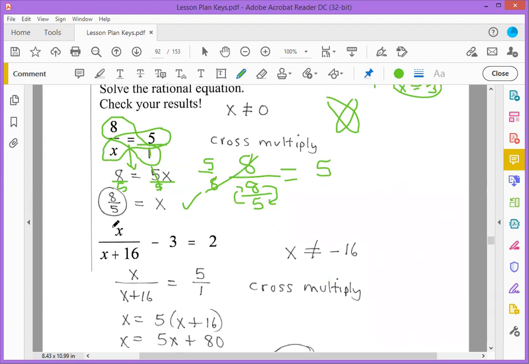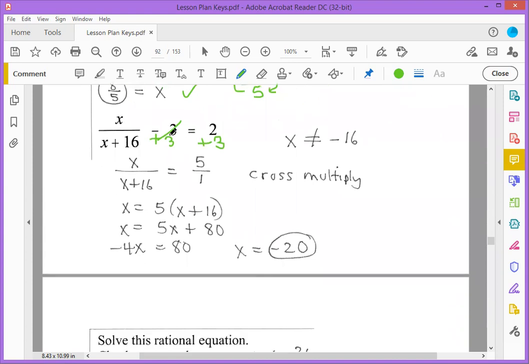Our next problem, we have x divided by x plus 16 minus 3 equals 2. So we want our 3 to be combined with the 2, so we're going to add 3 to both sides of the equation. We want this to be in the form of the previous problem, with the fraction by itself on one side of the equal sign. The 3's are going to cancel on the left side, and we're left with x divided by x plus 16. On the right side, we have 2 plus 3, that gives us 5.